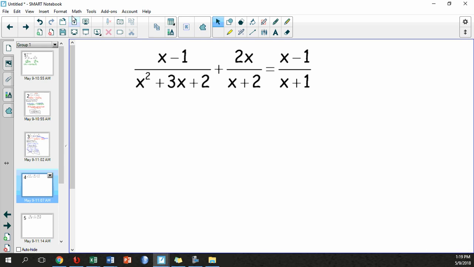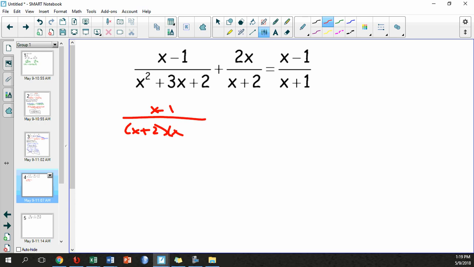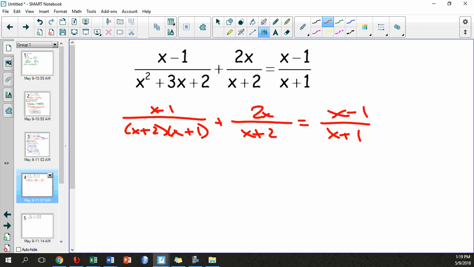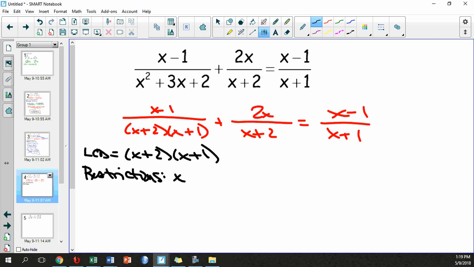Okay, the first thing you need to do is factor each denominator. X minus 1 over x plus 2, x plus 1. This denominator is already factored, and so is the last one. So what is my LCD? X plus 2 and x plus 1. How many people got that? We good on the denominators, yes? Yeah. Restrictions. How do I find restrictions? X can't equal 2 or negative 2 or negative 1, correct?